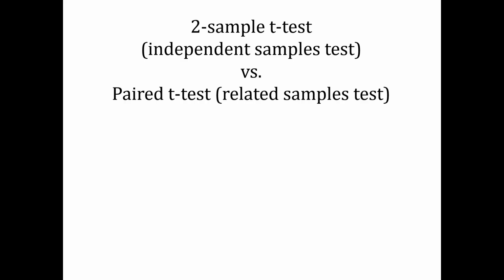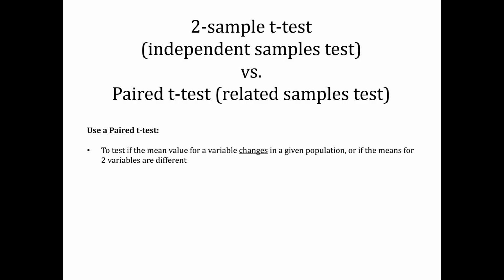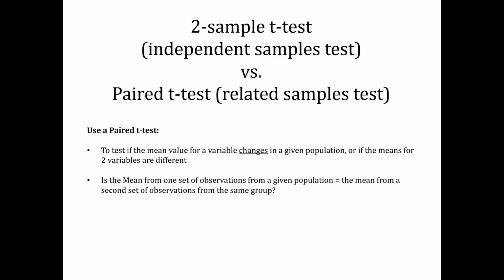The second type of test involving a difference of means is a paired t-test, also known as a related samples test. This is used to test if the mean changes in a given population. The question we are asking is: is the mean for one set of observations the same as the mean of a second set of observations from the same source?